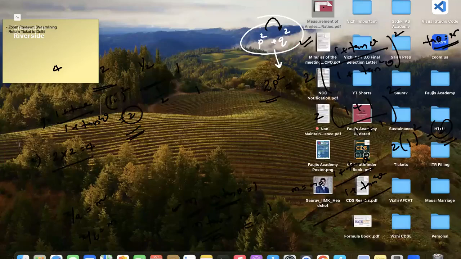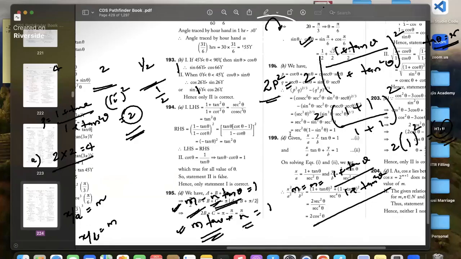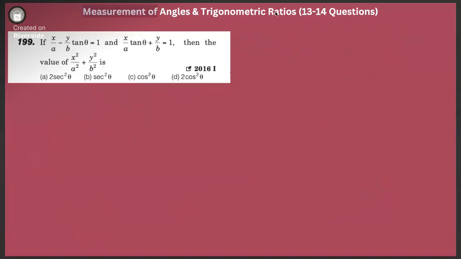One moment. I hope my screen is visible. This is question number 199. We have given D as the right one. How are we getting it? We did some mistake somewhere. Did we do some mistake somewhere, guys?